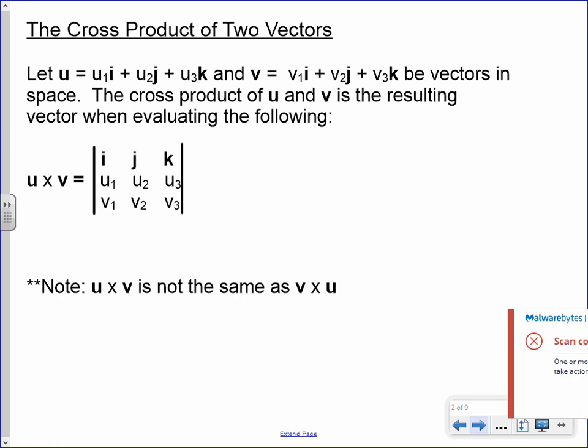Okay. Now, u cross v is not the same as v cross u. We will look at what the relationship is, but I need you to know that they are not the same. Okay. The dot product we could do that with, but not the cross product. Okay. Get it? Yep.